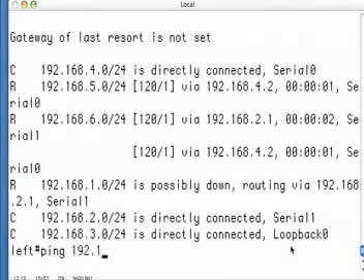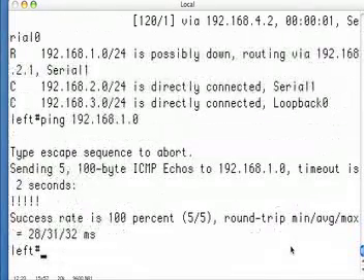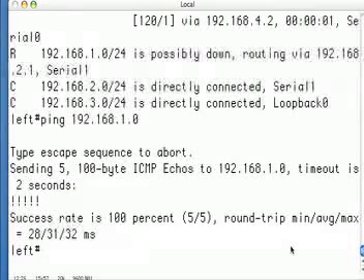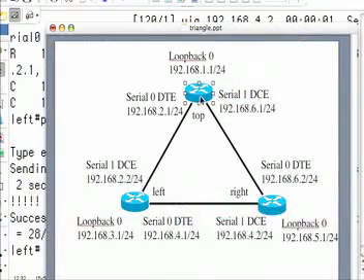Ping 192.168.1.0. I can still ping it at this point. I'm not going to wait for the whole 3 minutes here, but I've got a problem. I've broken my network. I turned off RIP on an interface. I turned IGRP on the interface on this top router. And now that subnet is not being advertised anymore.